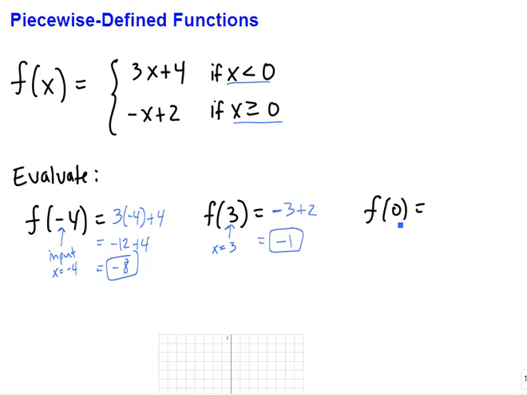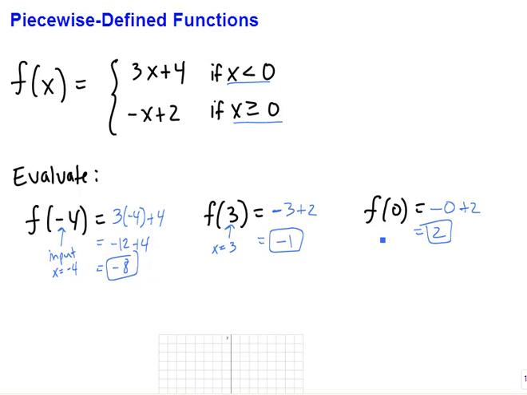And finally, f of 0. 0 is going to fall in which of these two conditions? The top one is x strictly less than 0, and the bottom one is x greater than or equal to 0. So because of that equal bar, we need to use the bottom rule. So if I substitute in 0 for this x, I would get negative 0 plus 2, which is just going to stay 2.